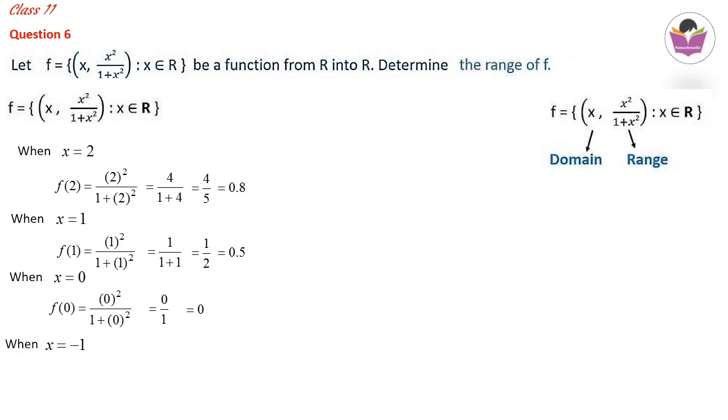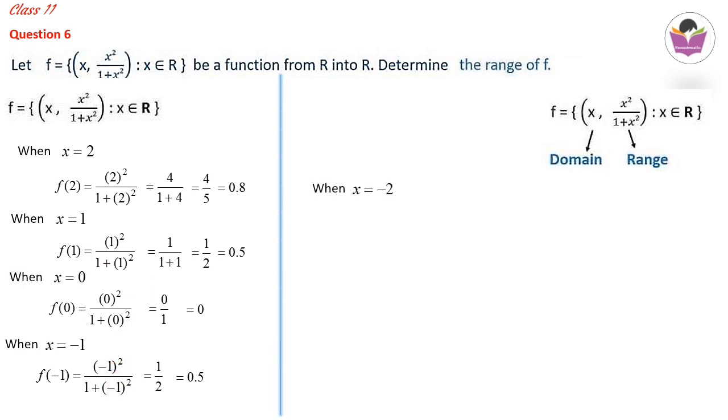Next is when x is equal to minus 1, a negative value I have taken from the real number system. So f of minus 1 is equal to minus 1 the whole square by 1 plus minus 1 the whole square. So minus 1 the whole square is 1, by 1 plus 1, 1 plus 1 is 2, 1 by 2 is 0.5. You can see here f of 1 I got 0.5, f of minus 1 also I have got 0.5, means even when I give negative input I have got the same answer as the positive one, because there is a square term here, that's why.